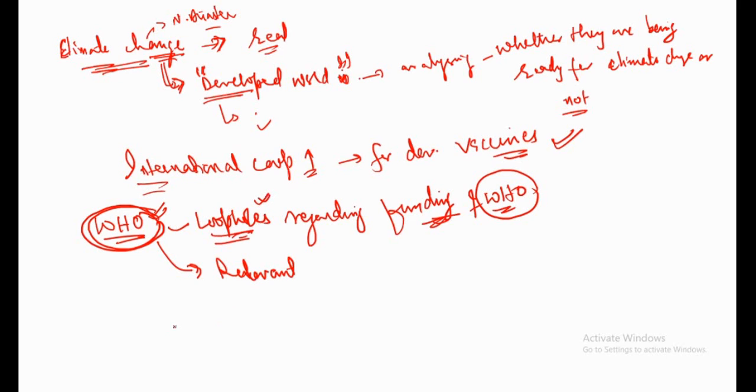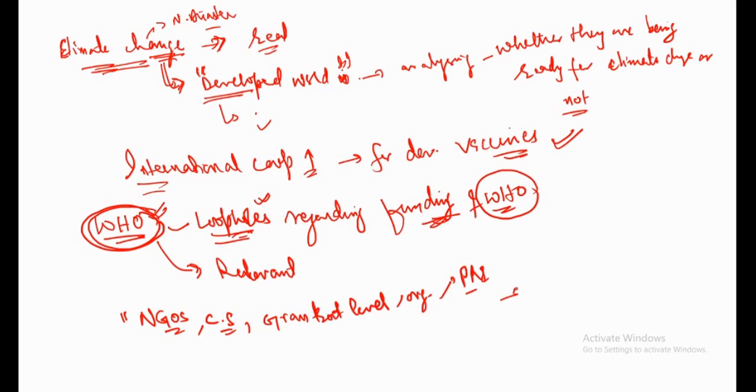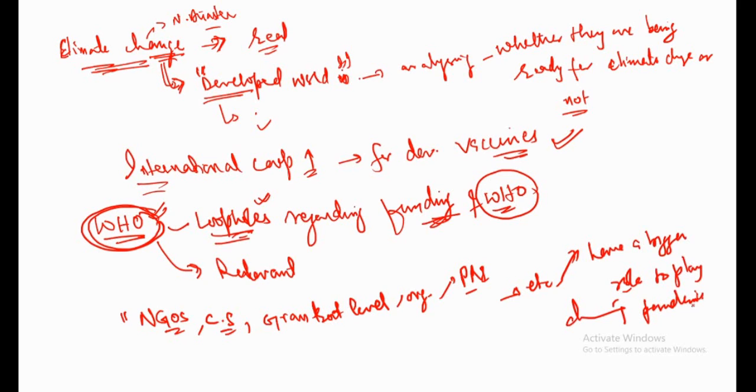Okay, another function is that we have come to know that these NGOs, the civil society organizations, the grassroots level organizations like panchayati raj institutions, etc., have a bigger role to play during pandemics. Okay, we have learned that, and this is a function.